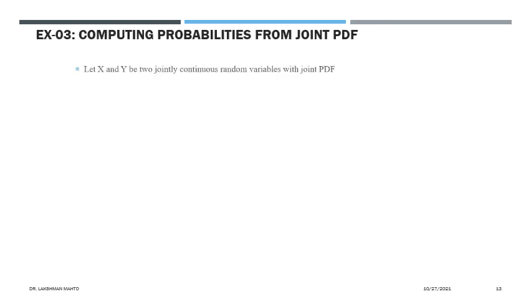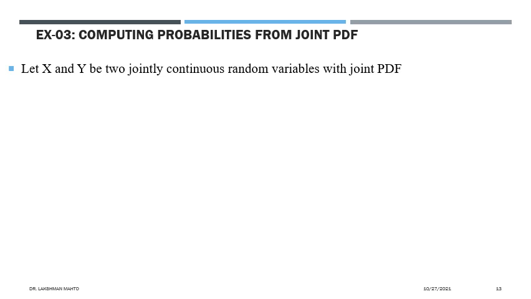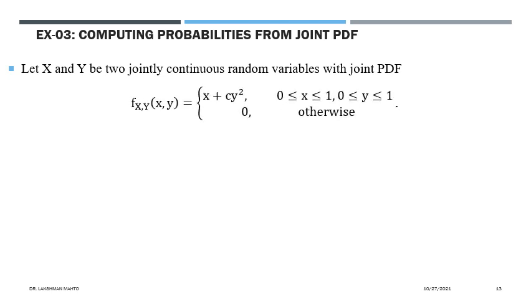Now I will take another problem, where we have to compute probability from the joint PDF. Suppose x and y are two jointly continuous random variables with the given probability density function, taking non-negative density between 0 and 1. X and y both take values from 0 to 1. This density is defined in a very nice situation: the domain in which density is non-negative is a product, a unit square.